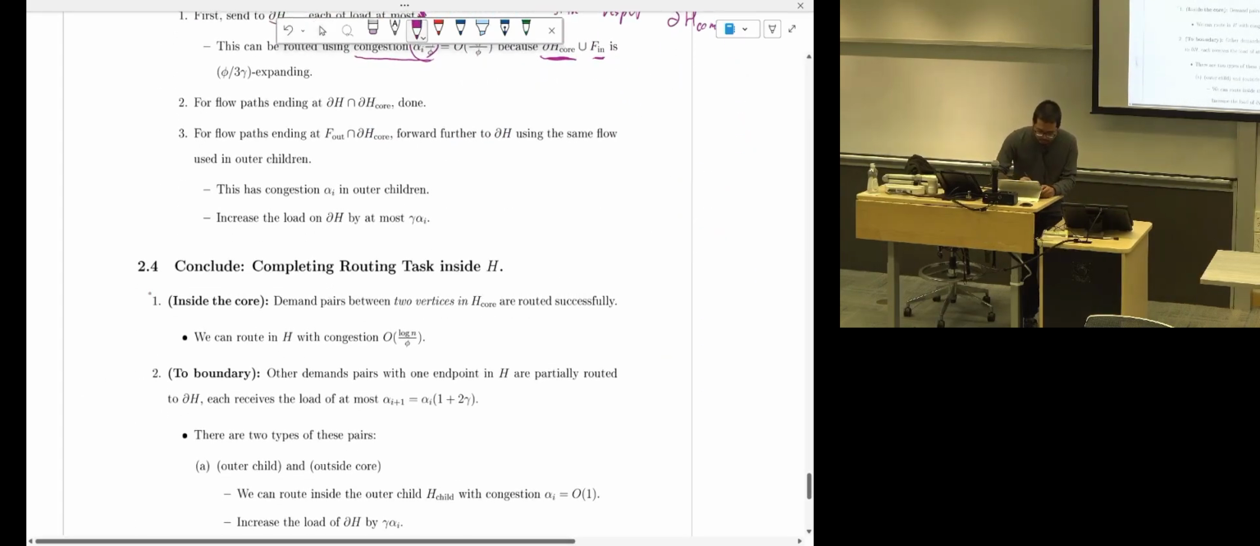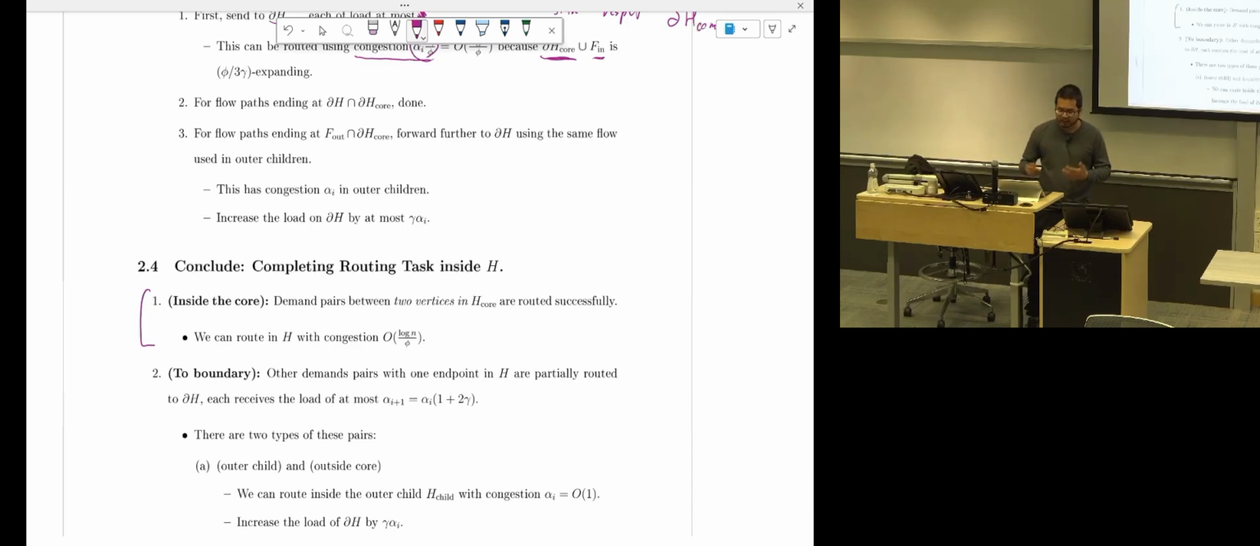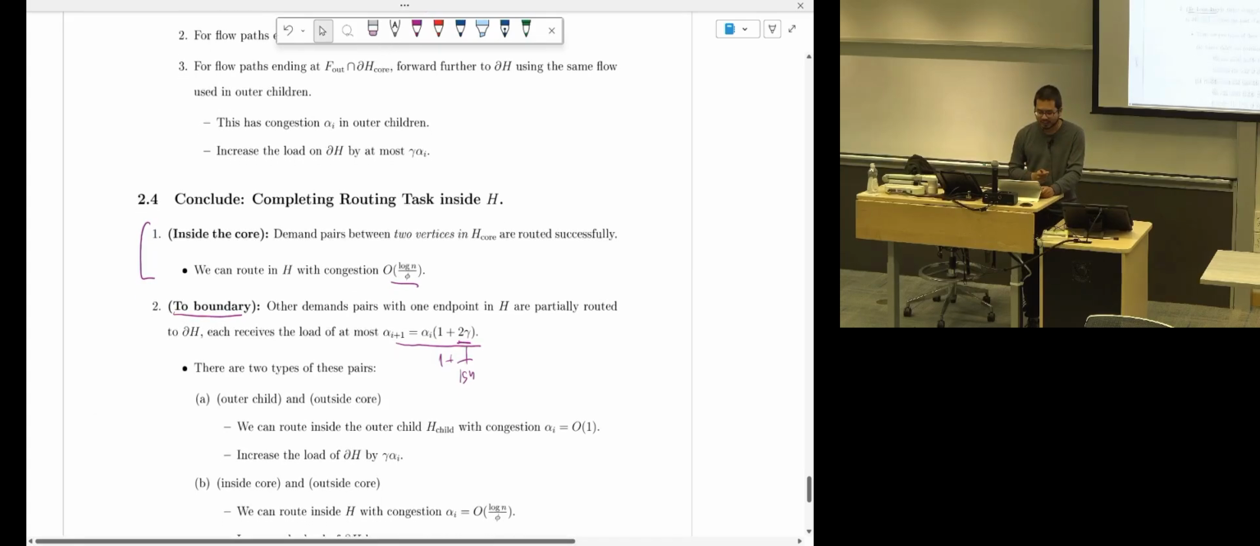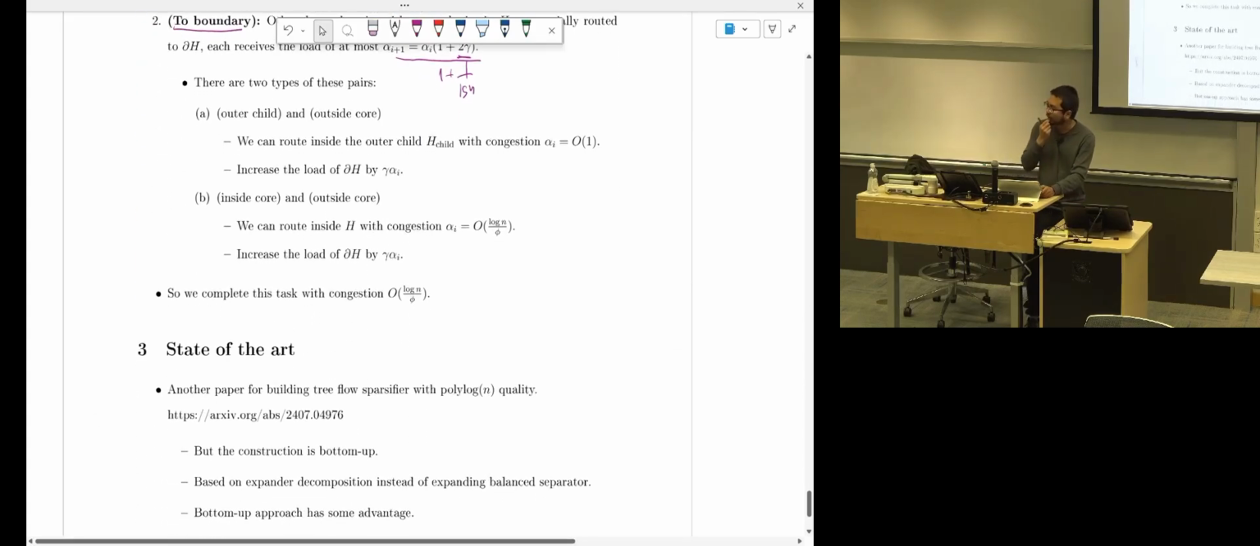So we have just completed the tasks inside the core with low congestion, okay? And the rest we send to the battery with low congestion, and we increase the load by something like a 1 plus 1/log factor. Yeah, that's why everything is done. Okay, so yeah, we're going to finish it for now.